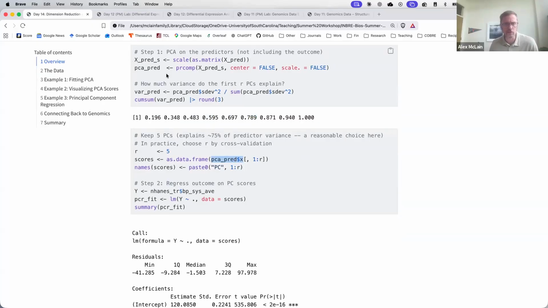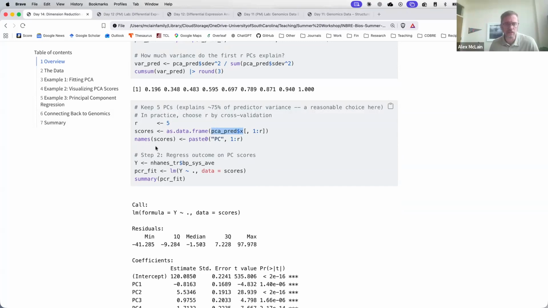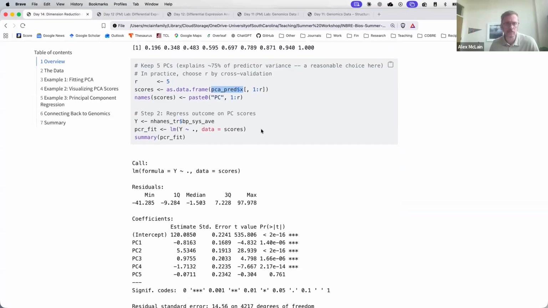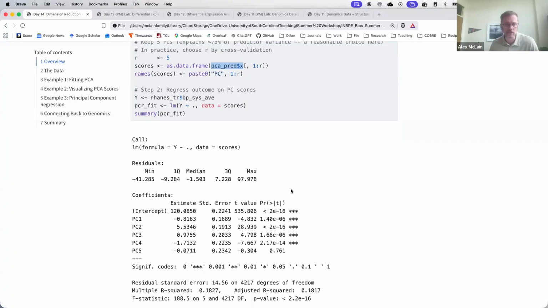This pca_pred is my principal component object, and $x is going to give us the principal component scores. I'm asking for the first R, here the first 5 principal component scores, for all subjects in the data. Here I'm just renaming them PC1 through PC5. And that is added. We have the scores data, and we have Y, which is going to be our systolic blood pressure.